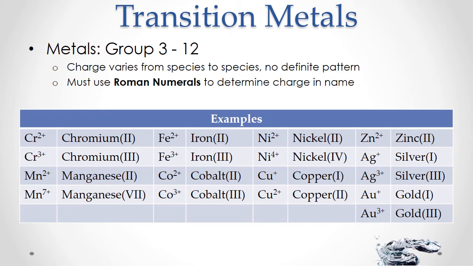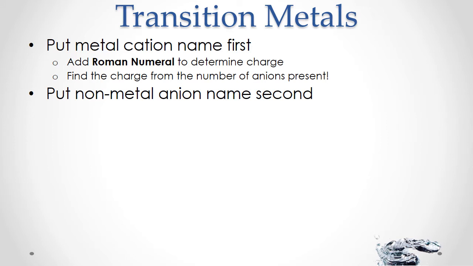Now, when we go to name our compound, when we use transition metals, we're still going to start by putting the metal cation name first. We're then going to add the Roman numeral to determine the charge. Most of the time, to determine the charge of a transition metal, we have to look at how many counter ions are present. If we have 2 chlorides, it would be a 2+ charge. If we have 3 chlorides, it'd be a 3+ charge on the metal. If we have an oxide and we only have 1, then the metal's a 2+ charge. But if we have an oxide and there's 2 present of the oxygens, then we have a 4+ charge.